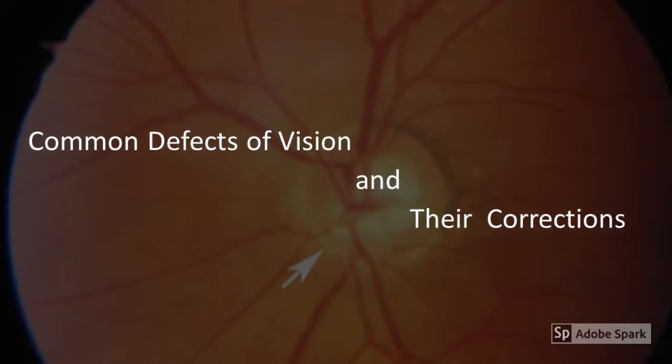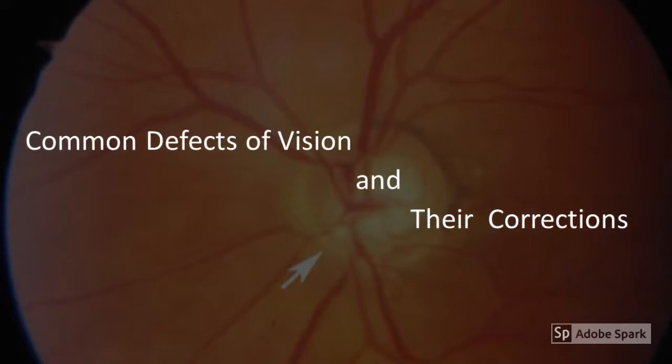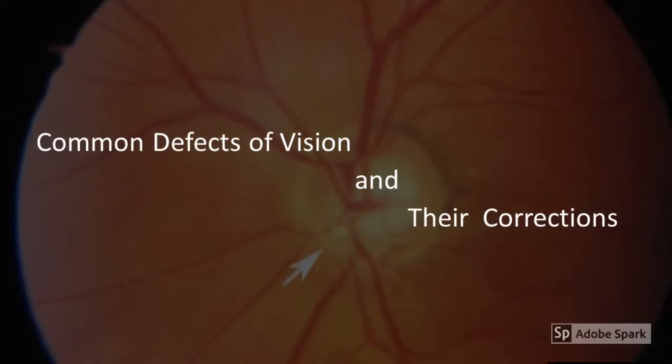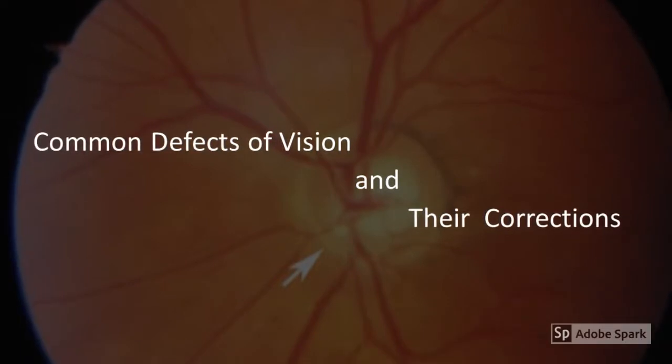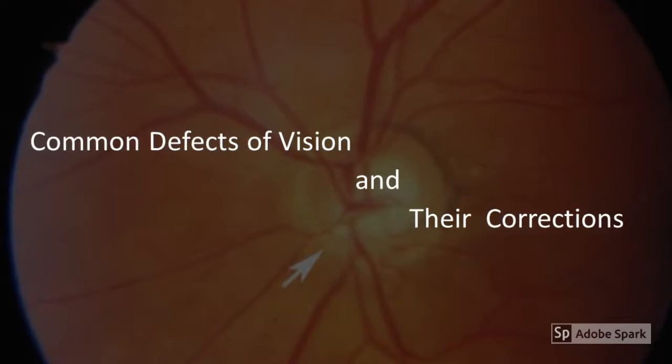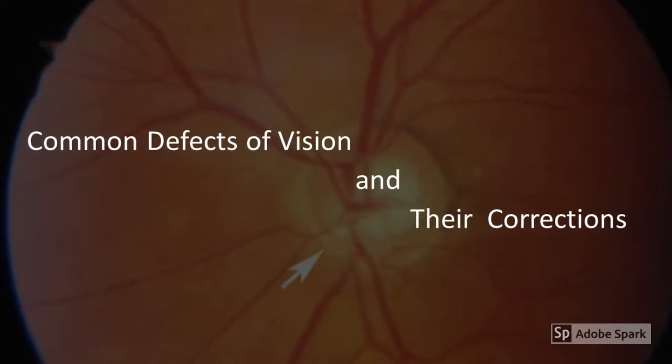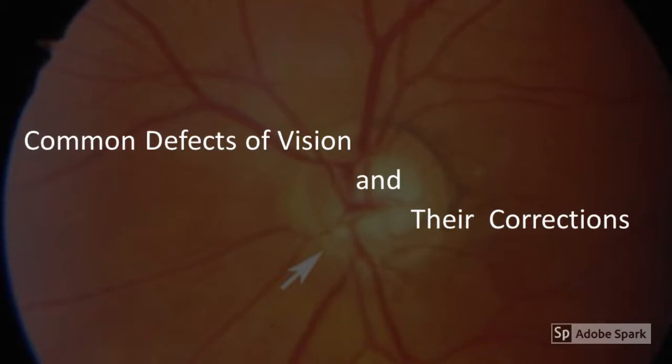Sometimes the eye may gradually lose its power of accommodation. The vision becomes blurred due to the refractive defects of the eye. There are mainly three common refractive defects of vision: myopia or nearsightedness, hypermetropia or farsightedness, and presbyopia. We are going to learn about these shortly. Let's start with myopia, understand its causes and learn how to correct it.